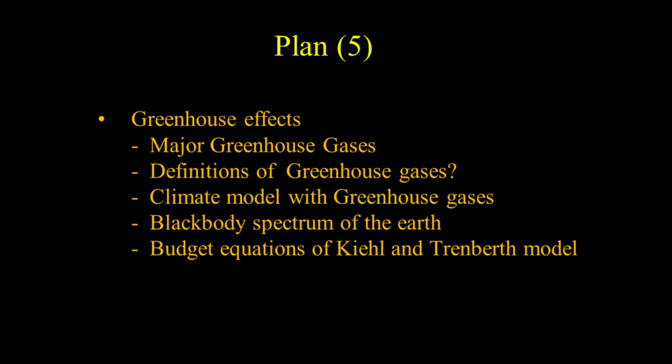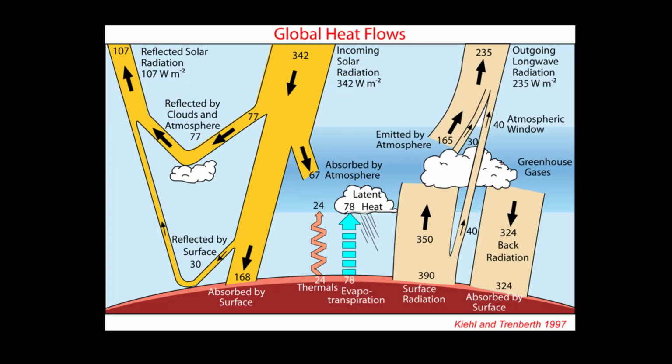Let's conclude by talking about the budget equations of Kiehl and Trenberth's model. This is an illustration of the Kiehl-Trenberth energy budget for the Earth in 1997. This represents a viewpoint of the physics that is used to justify the catastrophic man-made global warming hypothesis.